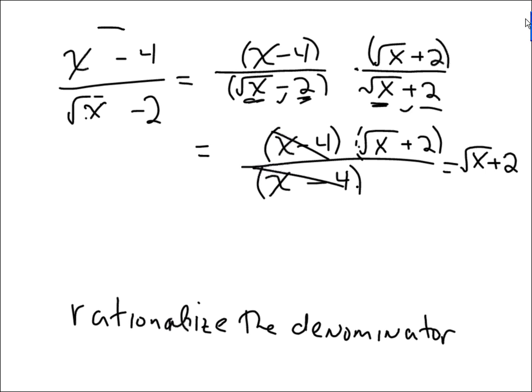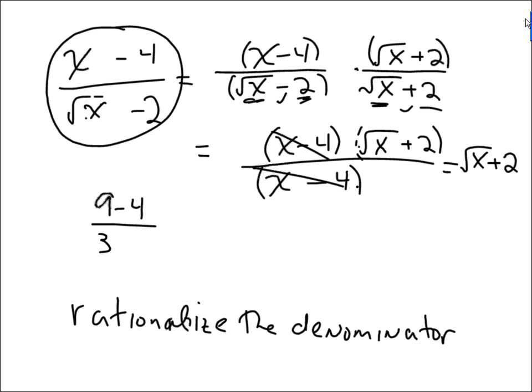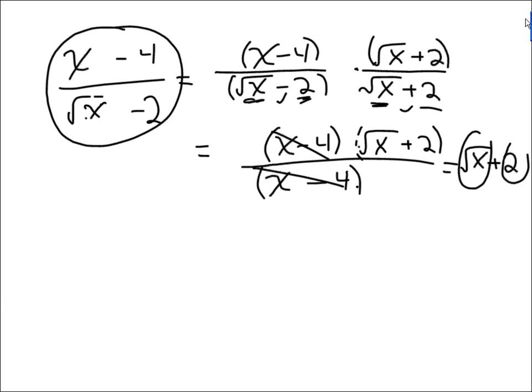So, if somebody asks you, what does this equal when x is 9? I mean, you can do 9 minus 4 over the square root of 9 minus 2, which is 5 over 1, which is 5. Or you can come here. The square root of 9 is 3, plus 2 is 5. They're equal. Now that's one way of doing this problem. It's not a bad way. But I'll show you another nice way of doing it. I think it'll be a little bit quicker, but you're going to have to be a little bit clever to do it this way.